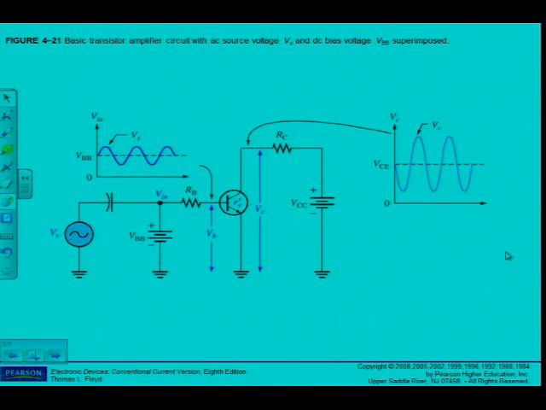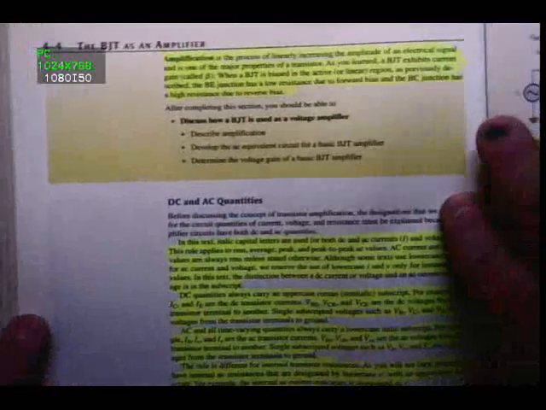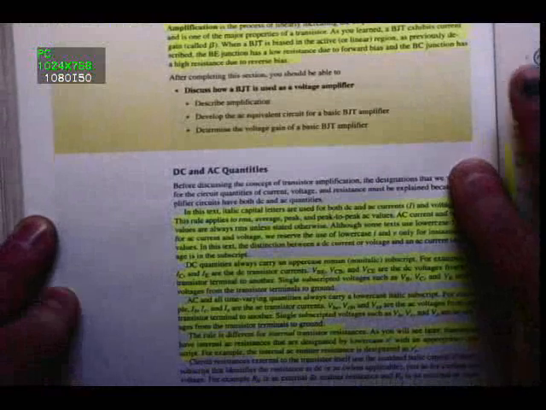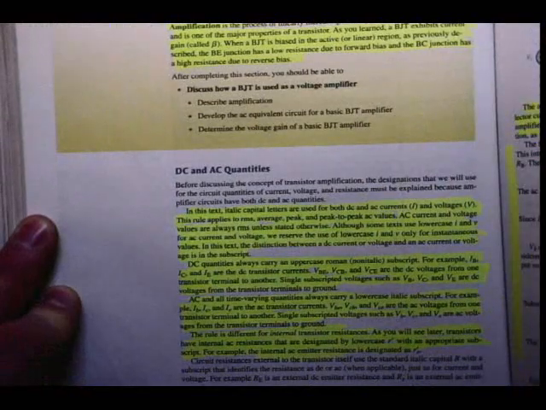Alright, important before we go and look at this specific circuit is to have a look in your textbooks at how to identify DC and AC quantities in this specific textbook. So I just want you to read through and mark this section as well on page 180. DC and AC quantities.